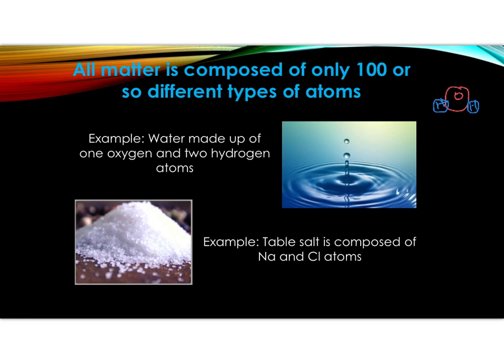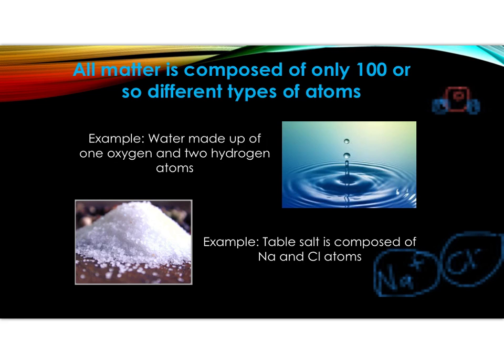Another example that you're familiar with is table salt, also called sodium chloride. It's composed of a sodium ion, which we'll get to later on in the year, and a chloride ion. But nonetheless, they're still elements from the periodic table. We only use about 100 or so. So what we have up there is kind of like an alphabet. We can rearrange those letters or those elements, and we make up all the different kinds of matter there are on this planet and in outer space.